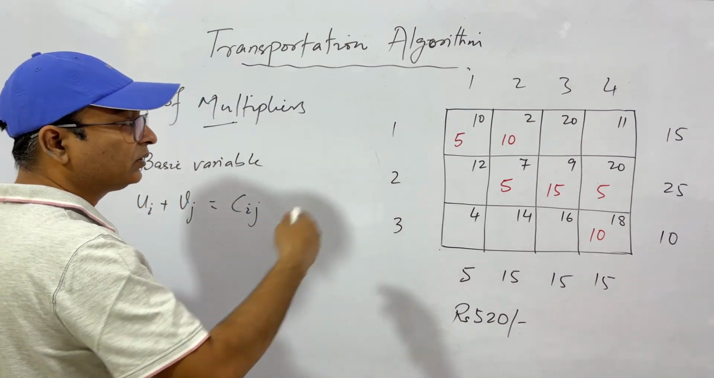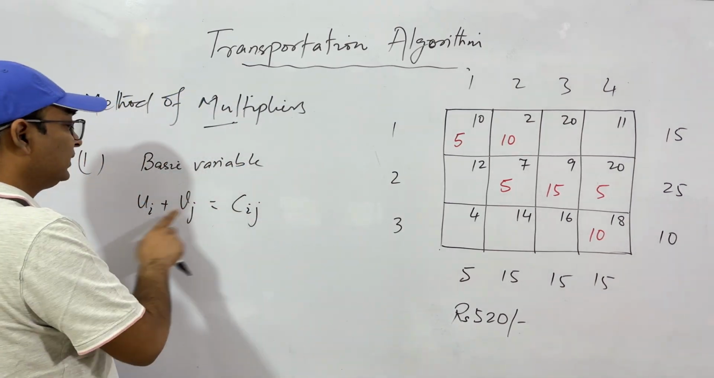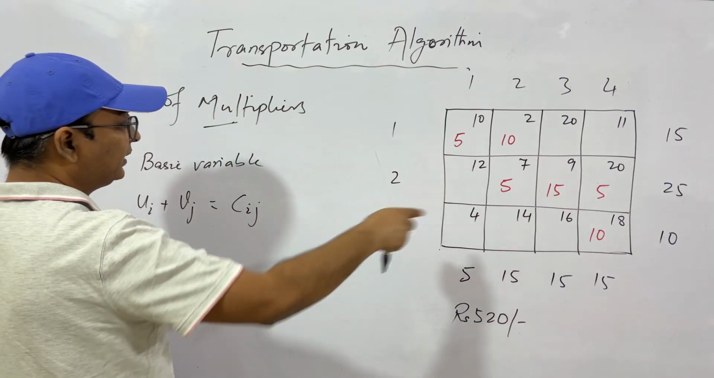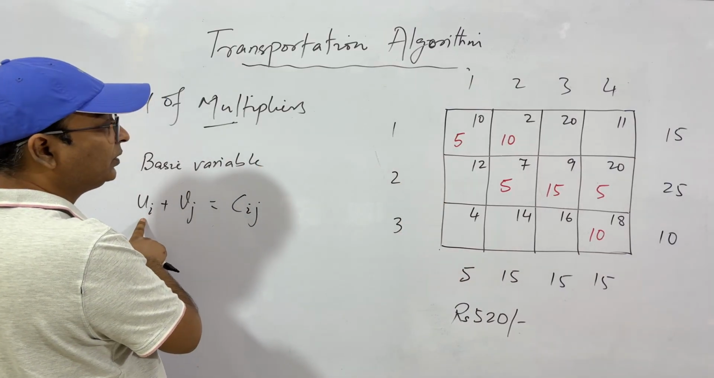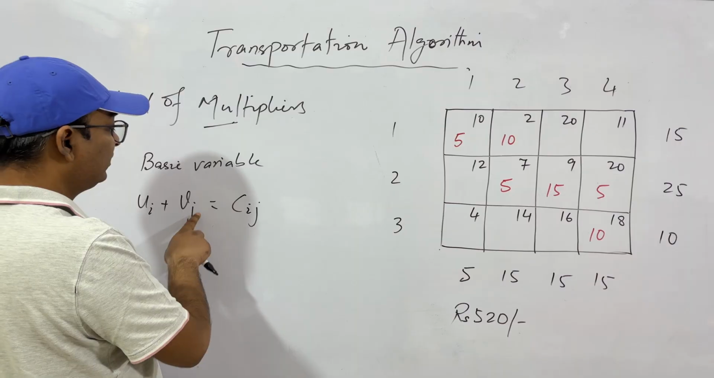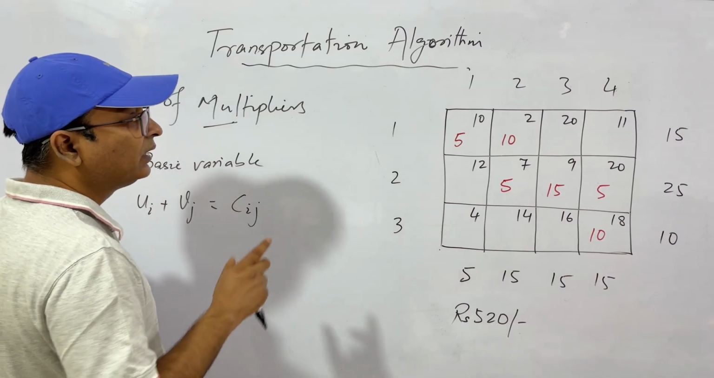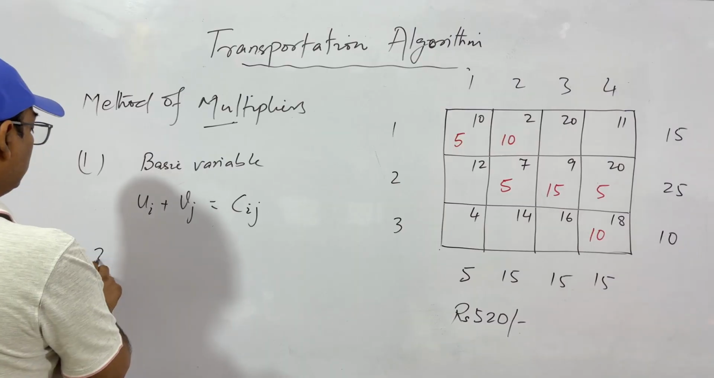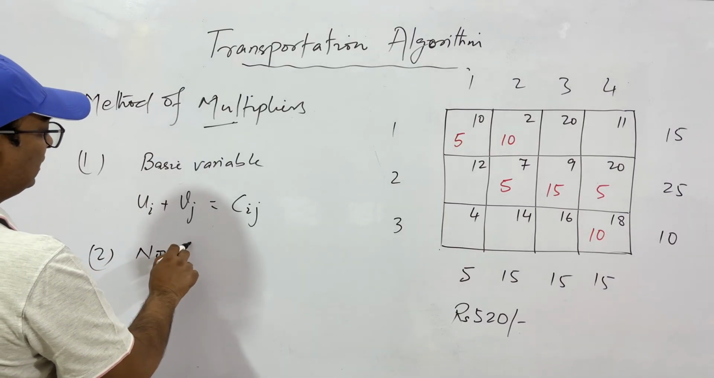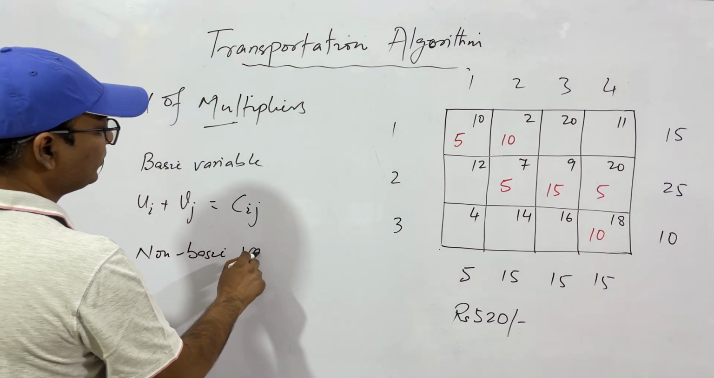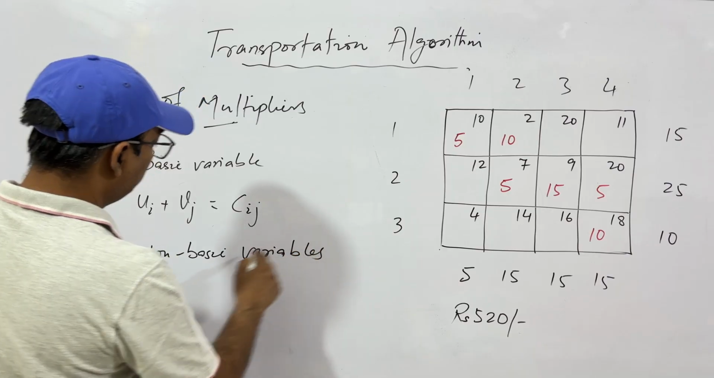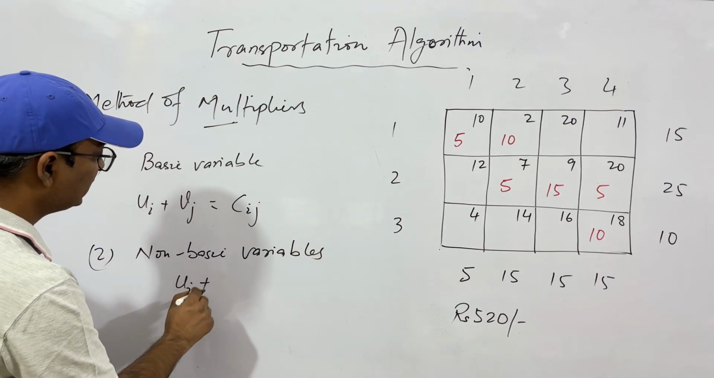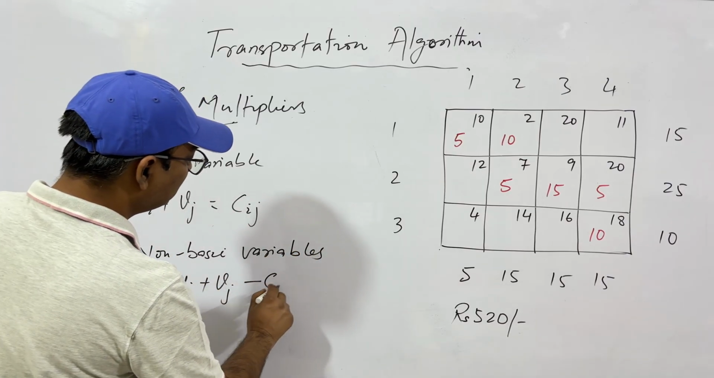I'll do it so that you'll understand. After this, when we complete it, we'll get all the values of ui and vj, that is u1, u2, u3, v1, v2, v3, v4. We'll have all the values. Then we will find for non-basic variables, ui plus vj minus cij.